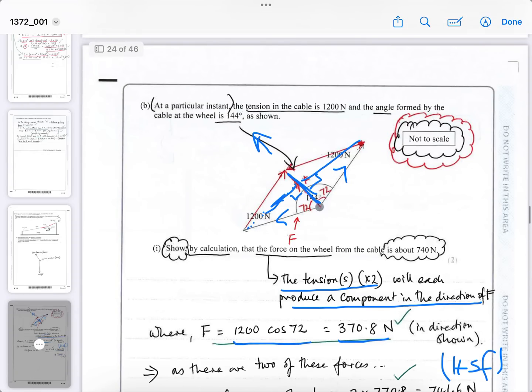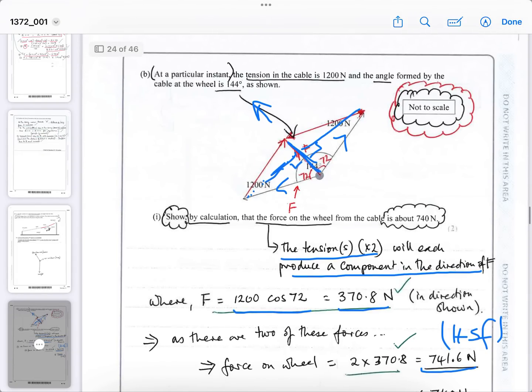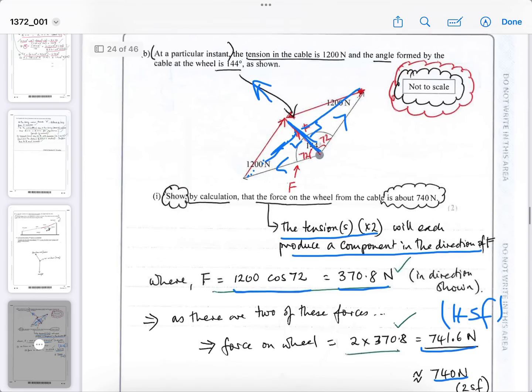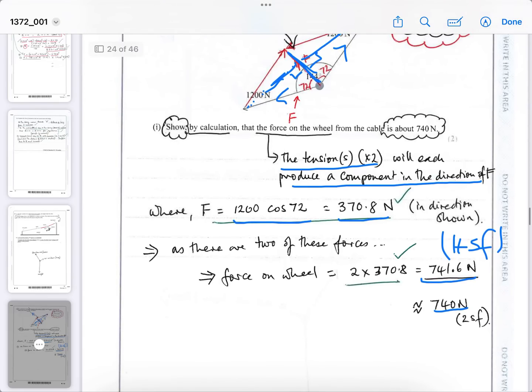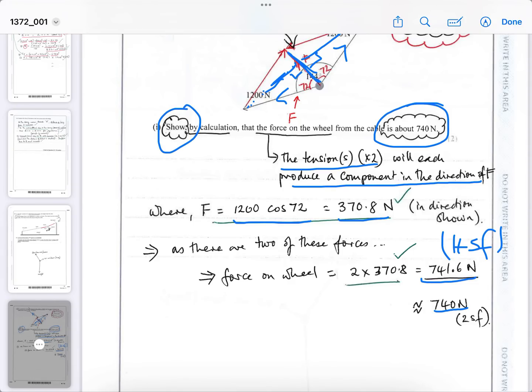Now, did they want us to show anything? At a particular instant, the tension is that, and the angle formed is shown, and it's not to scale, but you get the idea of the component. Oh yes, we want to show that it's about 740 newtons, which we just did, okay? So again, it's resolving vectors. Resolving vectors could be velocities, could be momentum like we did earlier, or it could be forces, as in this case.